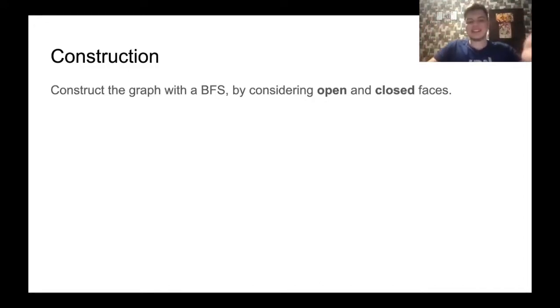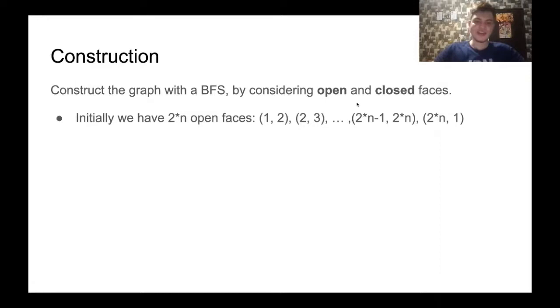But let's just go straight into how we are going to do the construction, because I feel like if you actually see the whole algorithm, it's way easier to see why it works. Initially, we're going to have 2n open faces, and the open faces are basically going to be those arcs which are between two consecutive points in our graph: between 1 and 2, 2 and 3, and so on until 2n minus 1 to 2n, and finally 2n to 1. So as I said, we initially have the whole circle as small arcs, or small open faces, between consecutive vertices.